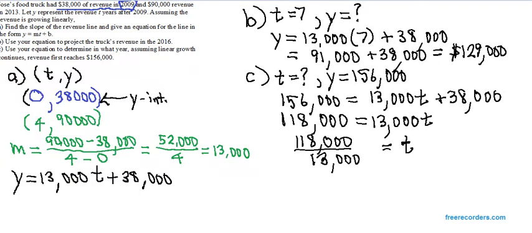At this point, we want to use our calculator, and we see that t is about 9.07, which, since it's a year, we're going to round off to the nearest whole number, which is 9. Now, this does not mean in the year 9 that the revenue is 156,000. It means, again, t doesn't stand for the year, it stands for the number of years after 2009. 9 years after 2009 is 2018, and that is the answer to part C.